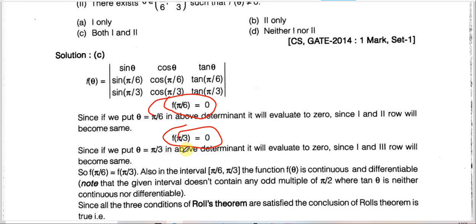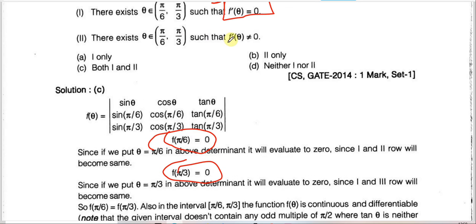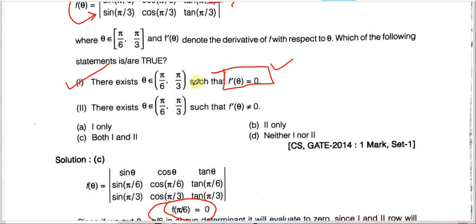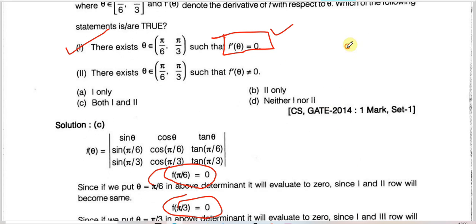So what we can say? We can say that f dash of theta will be 0. It means Rolle's theorem was that if this is also coming out to be 0, meaning this and this function are the same, and it is continuous also, then there must be a point where f dash should be 0. There must be a value of theta. So this is correct also.